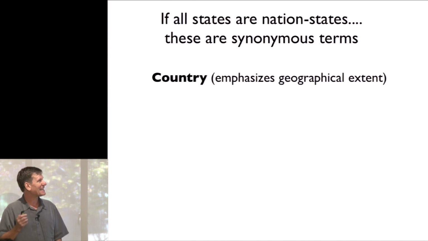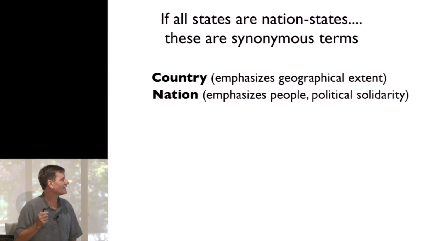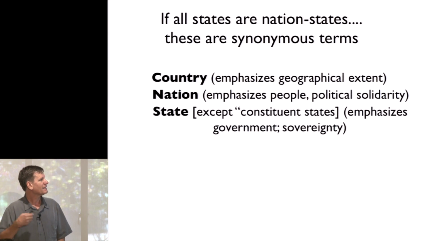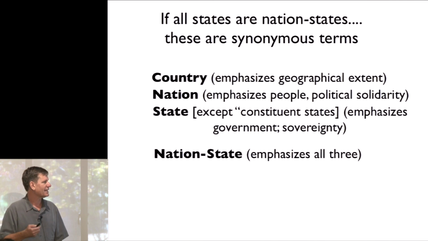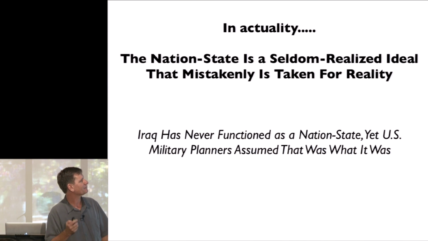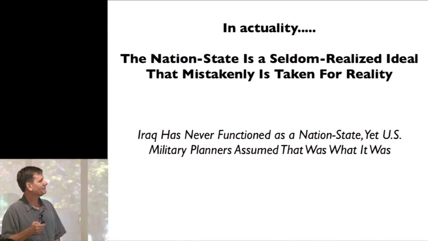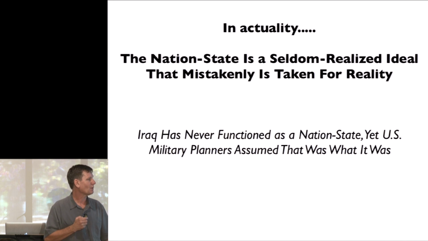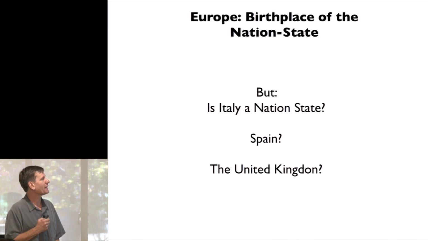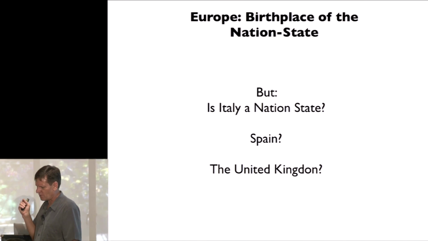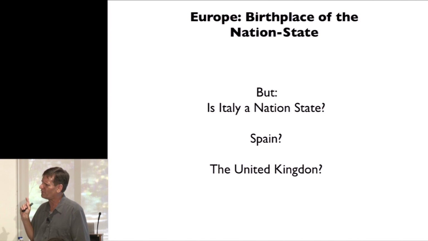You can call them independent countries. That emphasizes more the geographical extent. You can call them nations. That emphasizes the people and political solidarity. The state emphasizes government. The nation state emphasizes all three. And they're supposed to be, like I said before, these territorially coherent sovereign entities. But, and again, to reiterate, Iraq has never really functioned as a nation state, yet US military planners thought it was. So I'll show you some maps of Iraq and some of these other countries as well. But first, let's go to the heart of the nation state.